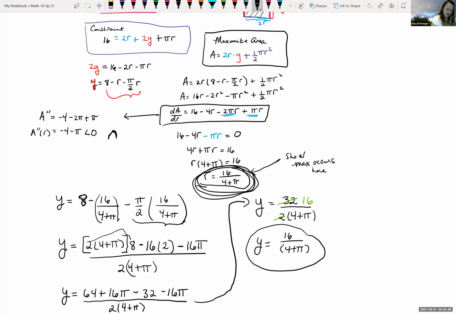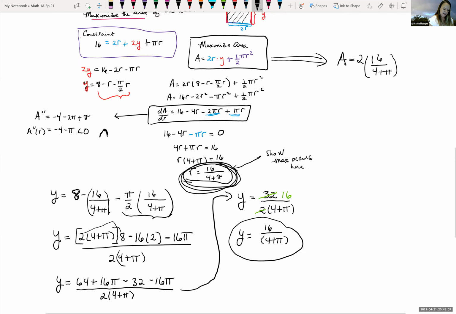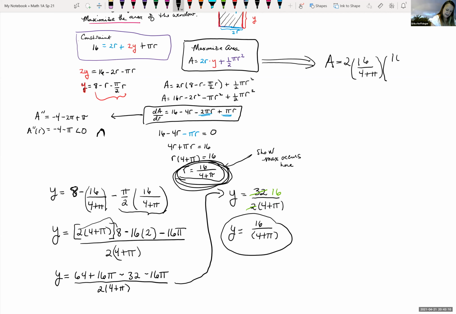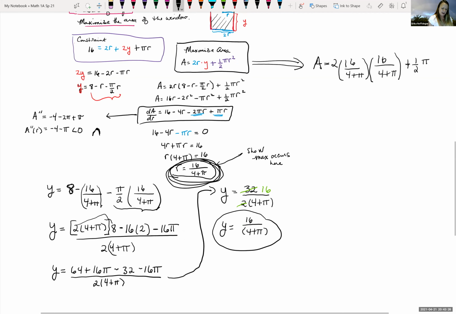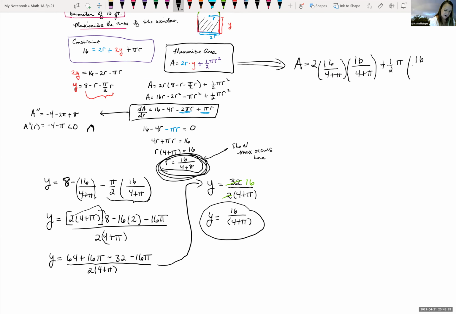So our maximum area, we have A is equal to 2 times r, so 16 all over 4 plus pi, times y, which is 16 all over 4 plus pi, plus 1/2 pi times r squared. So that's going to be 16 all over 4 plus pi quantity squared.